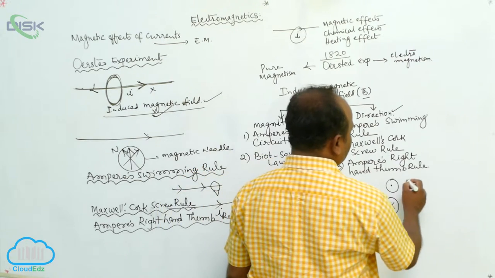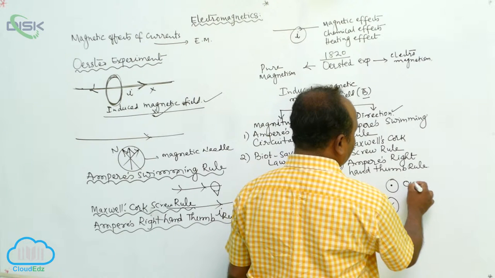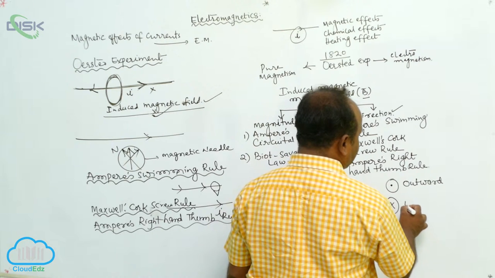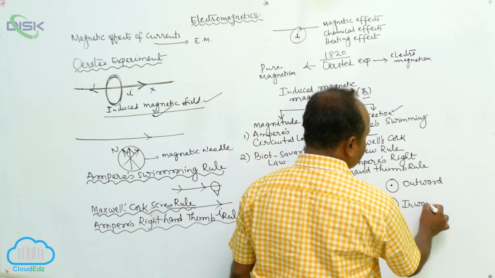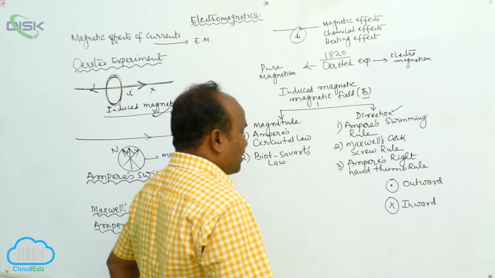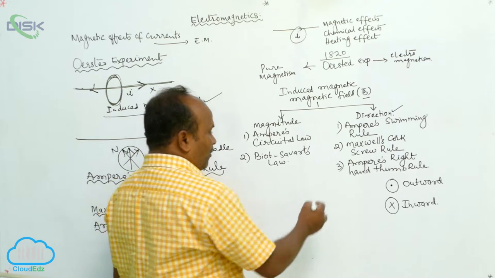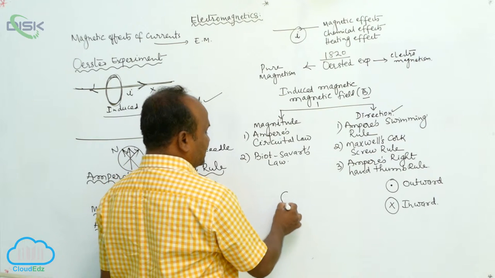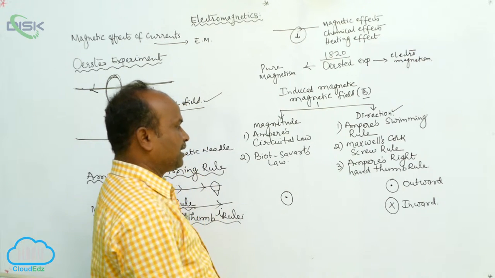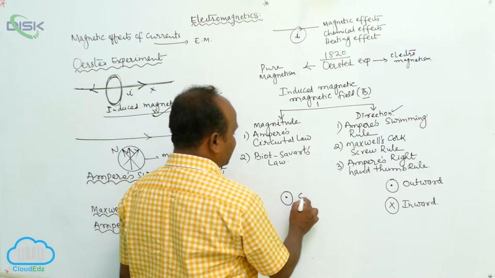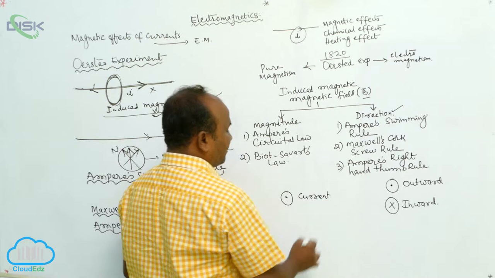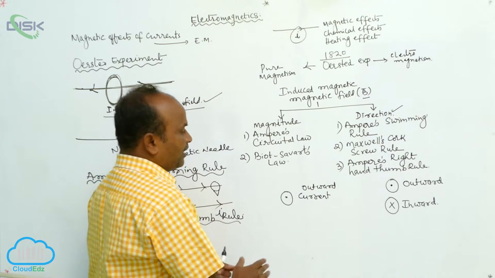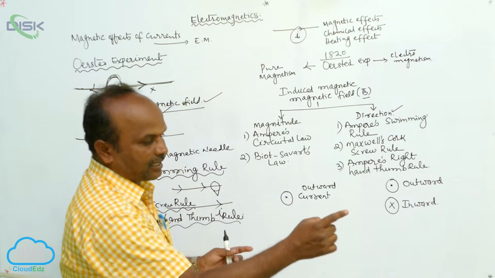Here, let us consider this dot represents outward current. Therefore, the cross represents inward. Right? Suppose here, this is a plane, and let us consider the current is like this. Therefore, this represents current, that means outward current. For outward current, the current is like this.